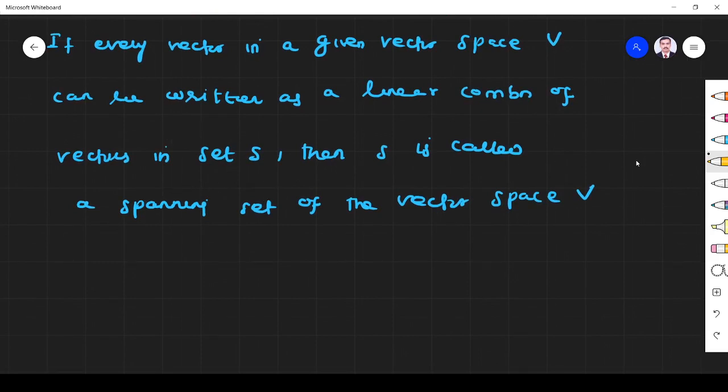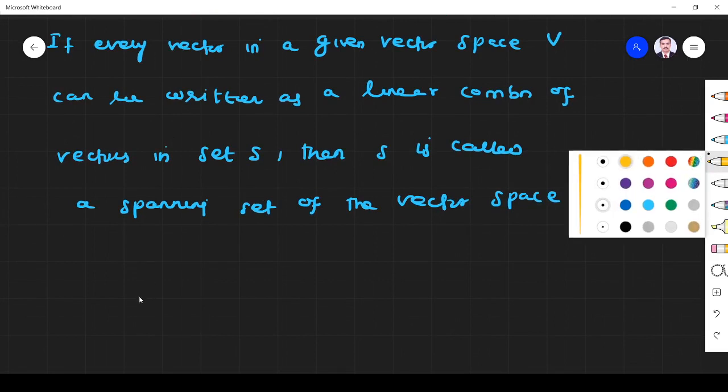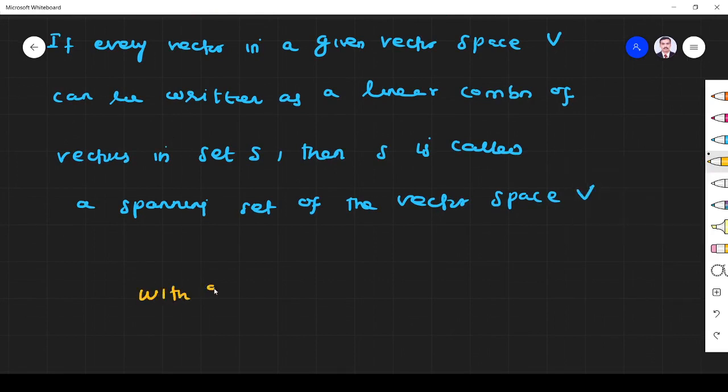So what does span mean? With given vectors, how do you form a vector space? That is what span means, right? So here you see, if every vector in a vector space V can be written as a linear combination of vectors in set S, that's what I'm telling here. So what's the meaning? Let us start.